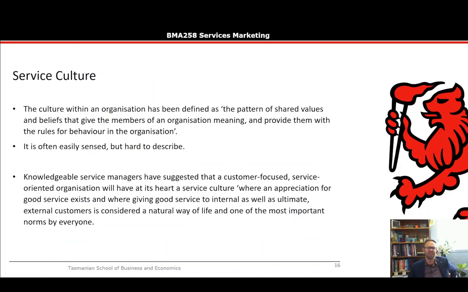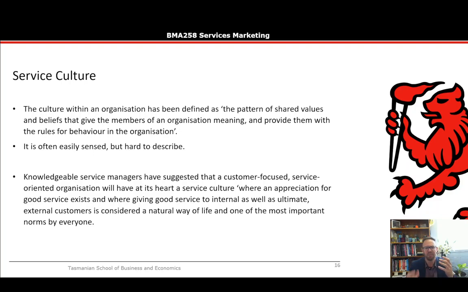Culture within an organisation has been defined as the pattern of shared values, beliefs, and I'm going to add this in there, my own norms, that give the members of an organisation meaning and provide them with the rules for behaviour in the organisation. Culture is often easily sensed. So if you walk into a business, sometimes you can sense the culture straight away. But it's hard to go out of there and then describe it to one of your friends what the culture was like. Yeah, it's bad culture in there, but what is it that makes it bad?